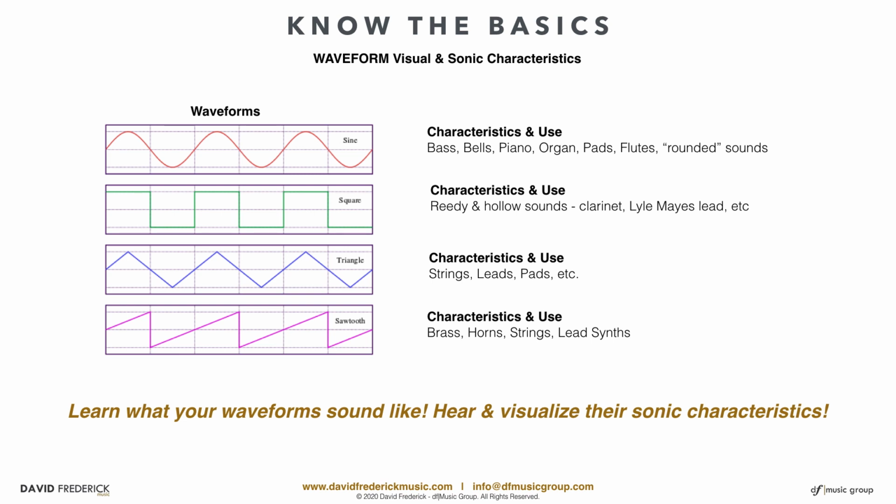When we think of a triangle wave, again, we look at it visually and we think about, well, this is a waveform that is typically used to create strings and lead sounds and pad sounds and those kind of sonic characteristics. And then finally, again, one of the most common waveforms is a sawtooth. And that's typically used to create brass, horns, strings, leads, basses. And all of these waveforms have very unique sonic characteristics to it.